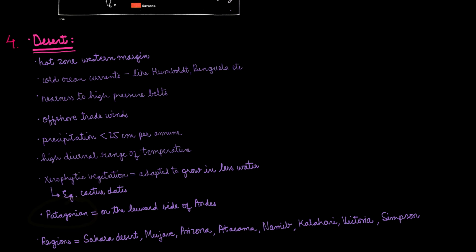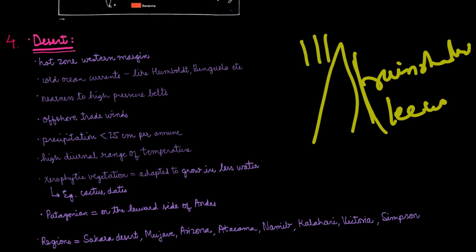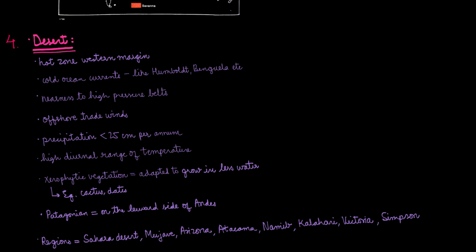Patagonian desert in South America is on the lower side of the Andes. This is also one of the reasons for the formation of deserts, because the Patagonian desert is on the leeward side. So if rain happens over here, this is the region which is rain shadow and is called the leeward side. So this is the reason for the formation of the Patagonian desert, because it is on the leeward side of Andes.